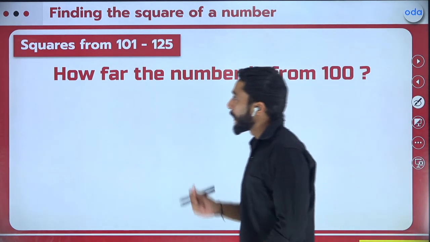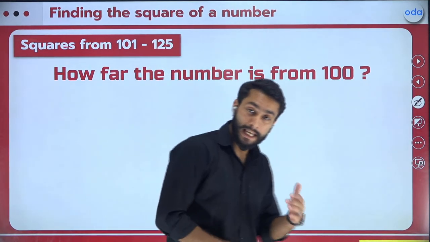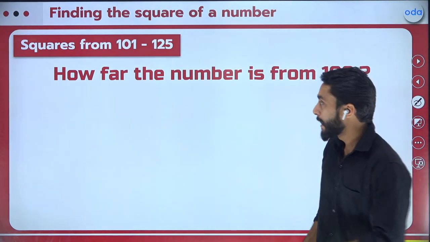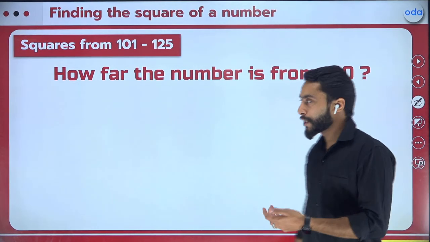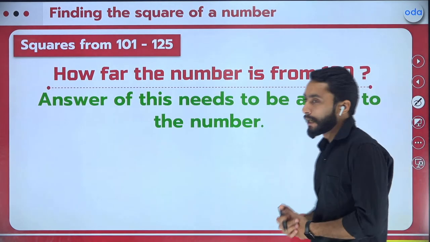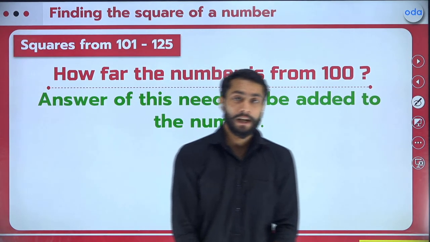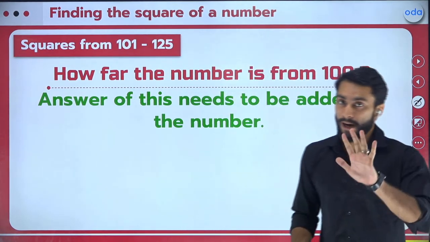How do we calculate squares from 101 to 125? This is another segment. It is even easier to find it, right? You should be asking very basic questions, just like we did in the previous one. How far is this number from 100? Let's say we are trying to find the square of 105. How far is 105 from 100? It is 5 away. Yes.